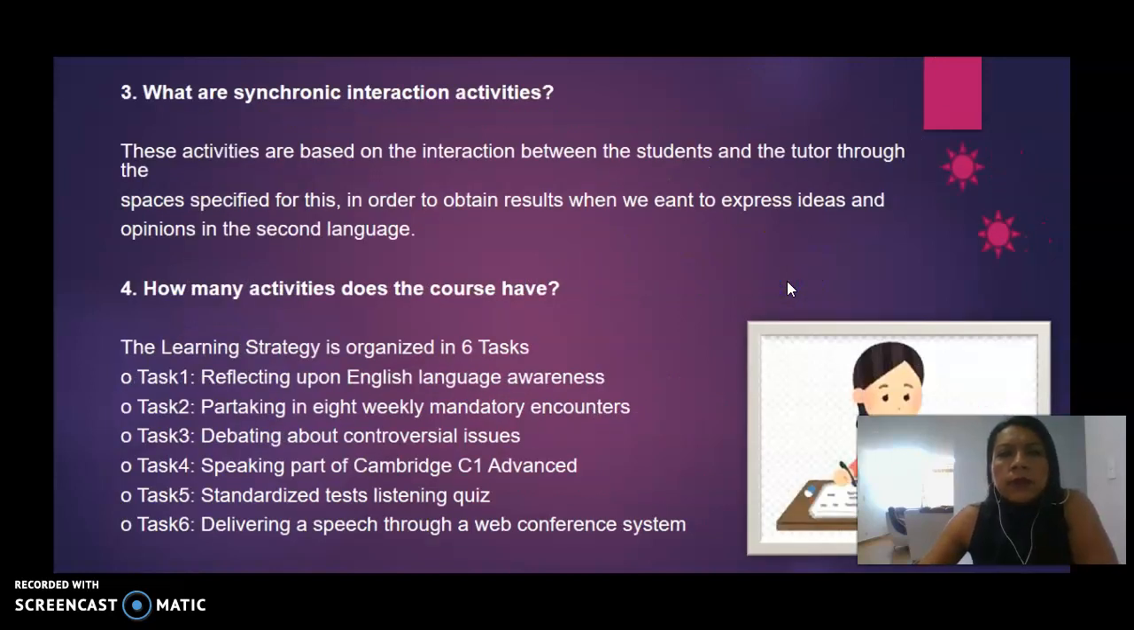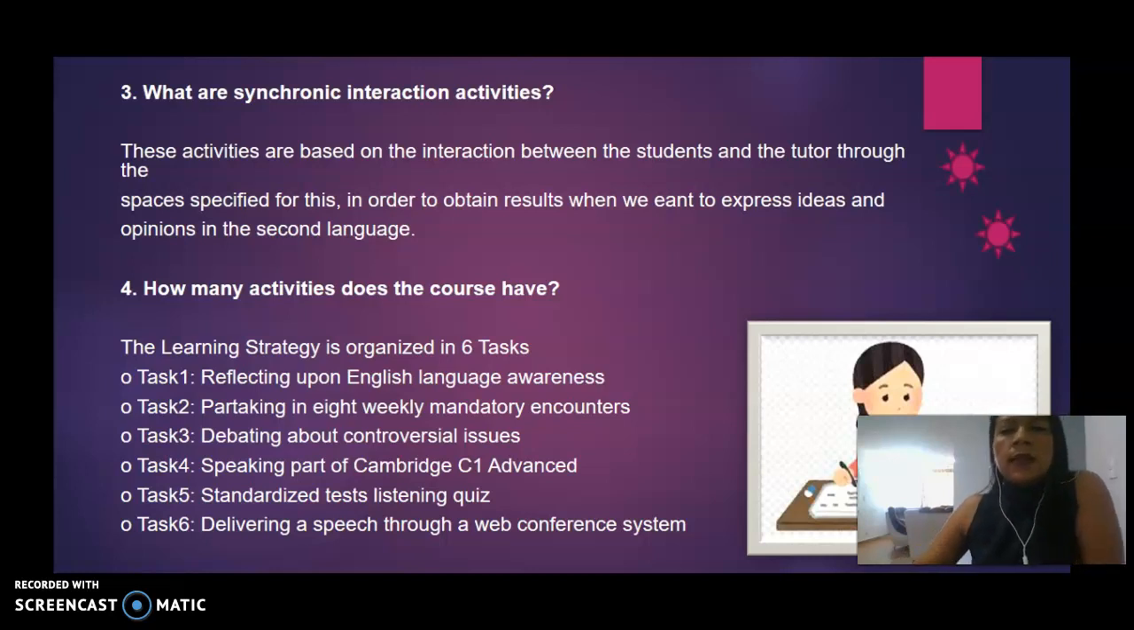What are synchronous interaction activities? These activities are based on the interaction between the student and the tutor through the space specific for this, in order to obtain results when we aim to spread ideas and opinions in the second language. How many activities does the course have?